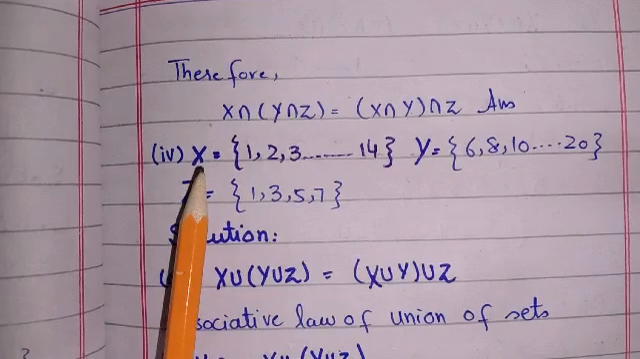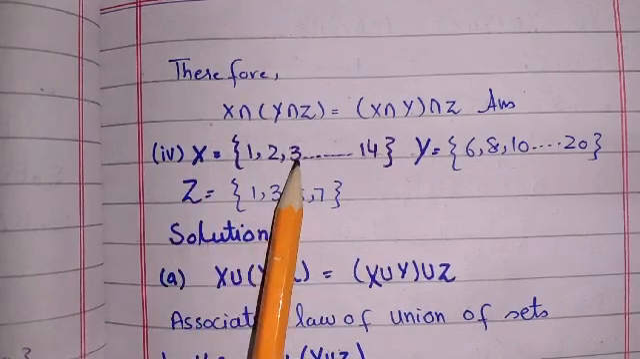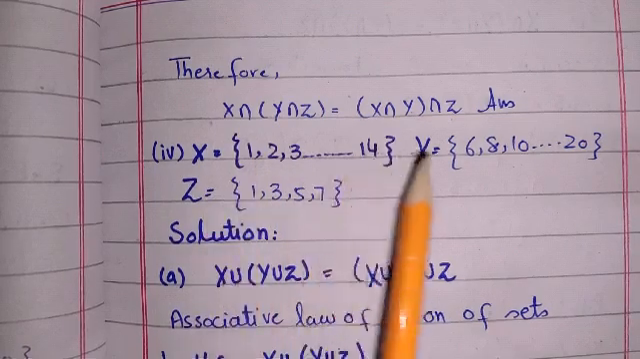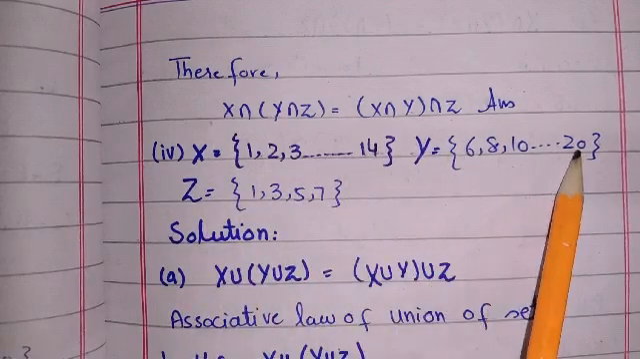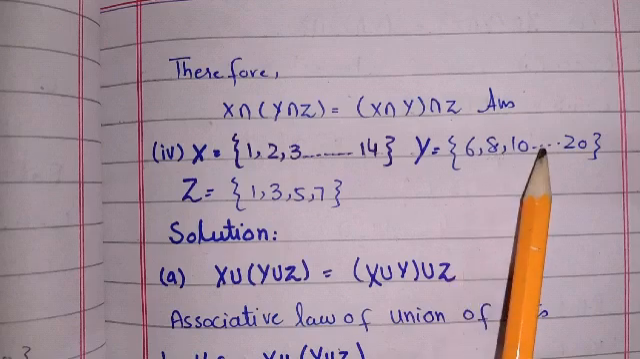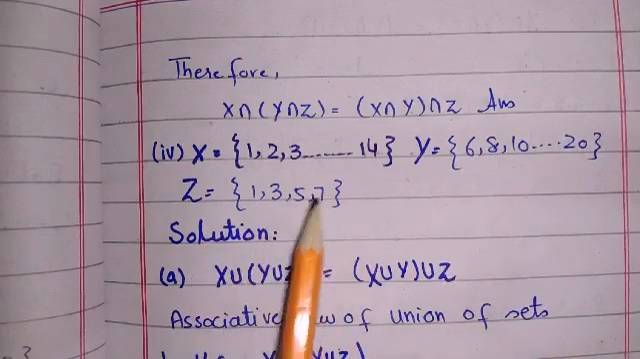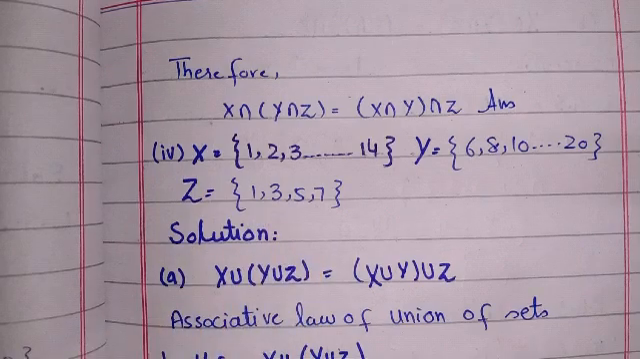Now students, move towards our part 4. In part 4 we are given the x set equal to 1, 2, 3, 4 up to 14. It means all natural numbers from 1 to 14. In the y set we have 6, 8, 10 up to 20. It means all the even numbers from 6 to 20. And in the z set we have 1, 3, 5, 7. It means the first 4 odd numbers. Now students, let's move towards our solution.